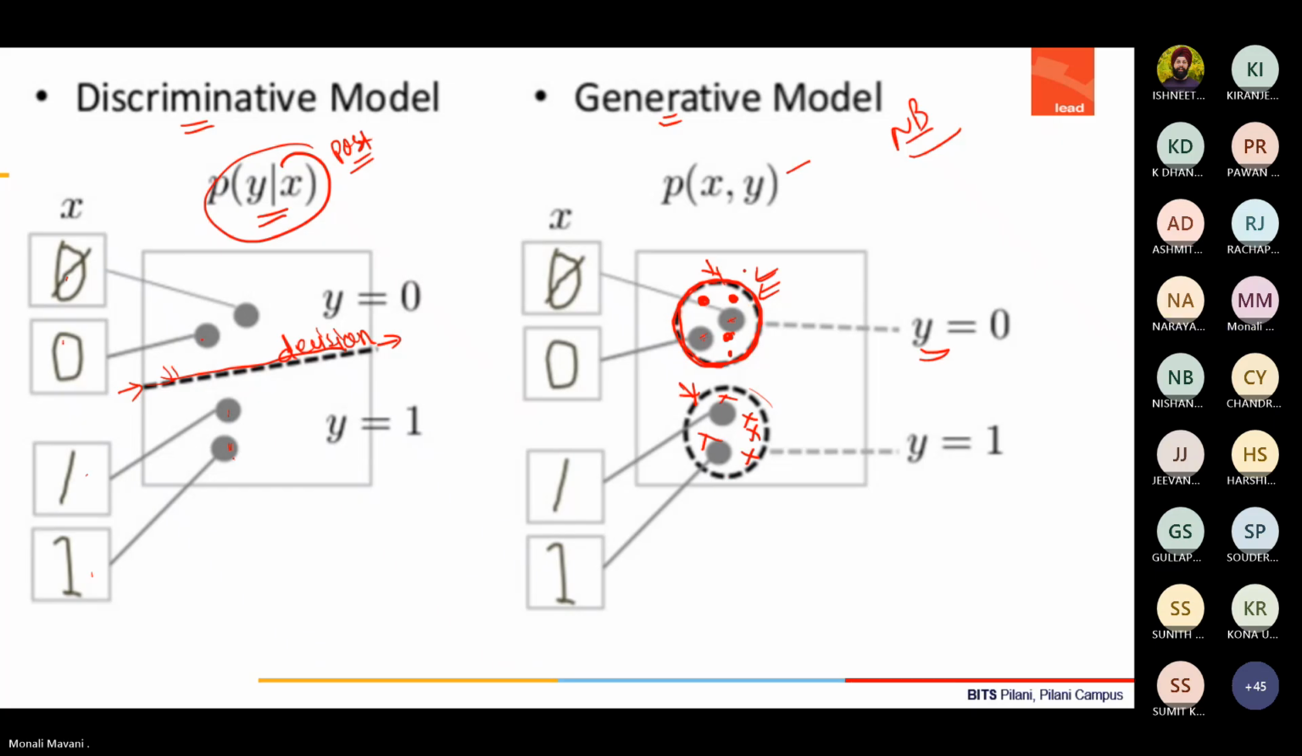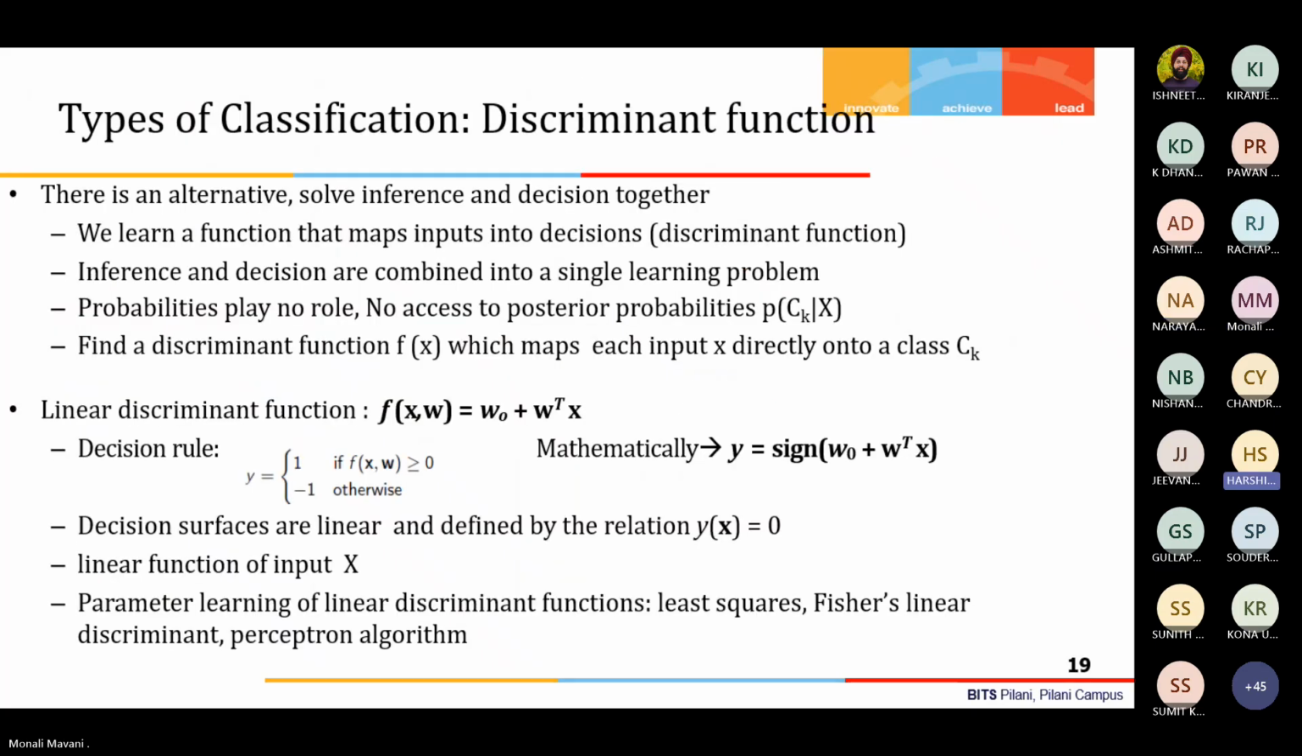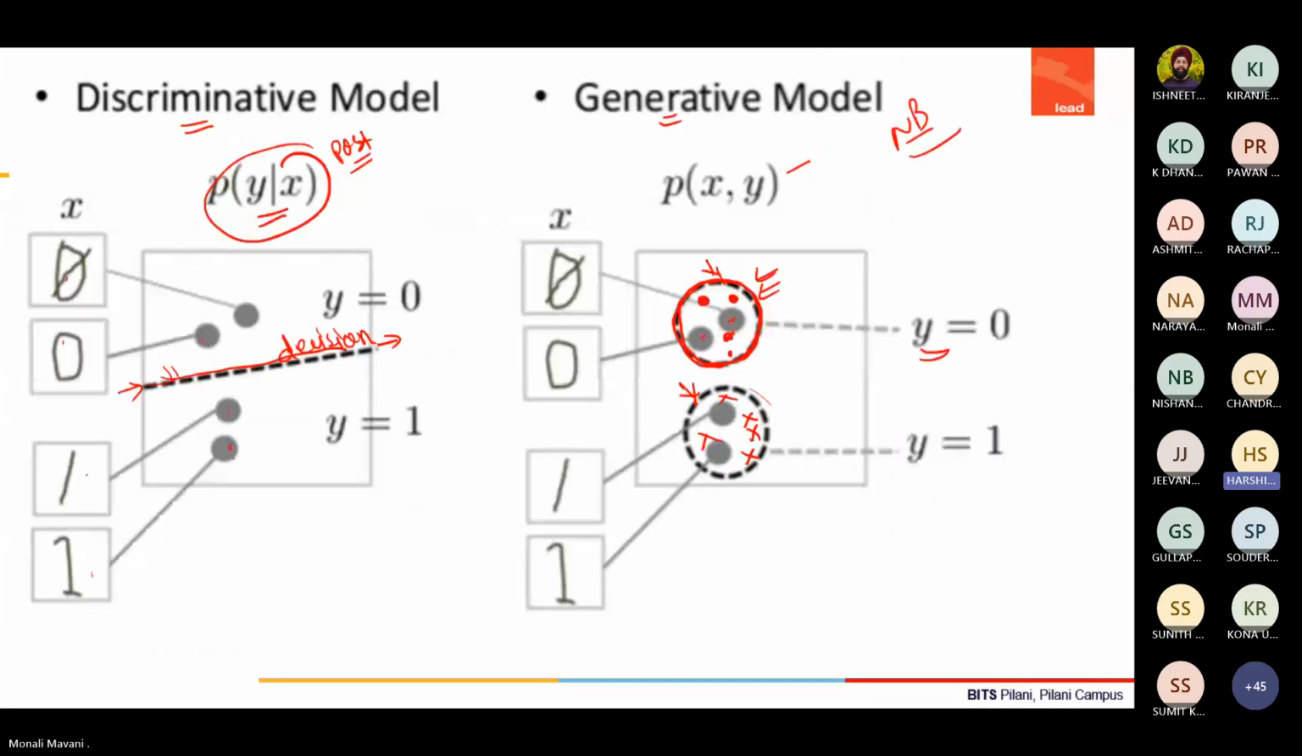Got it. Okay, ma'am, how about clustering algorithm? Which category does that fall under? It is an unsupervised algorithm. These are only the types of supervised classification algorithm. Clustering is unsupervised, so it is not used for classification purposes. Oh, okay, got it.